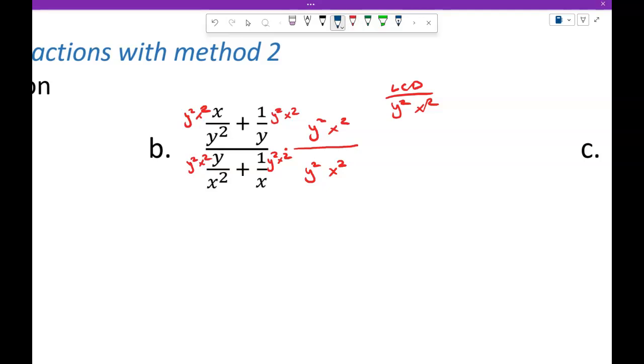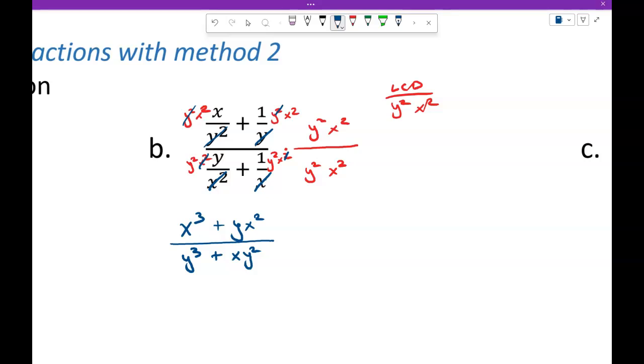And then I can look at each numerator and say, okay, well, here, y squareds cancel, leaving me with x squared times x, which is x to the third. Here, one of the y's cancel, leaving me with y x squared. Down here, the x squareds cancel, leaving me with y to the third. And one of the x's cancel, leaving me with x y squared.